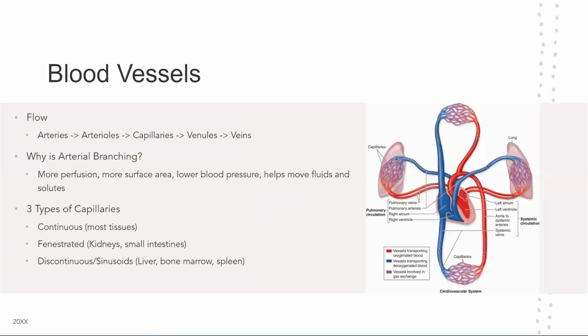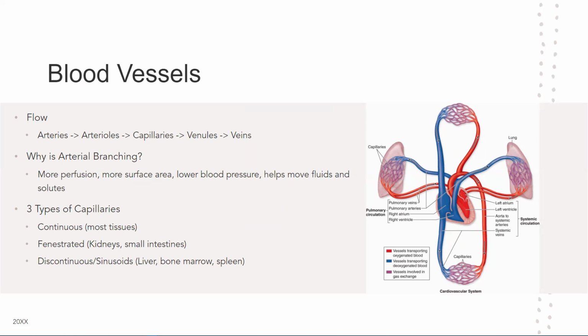First one for blood vessels, just recall the flow of blood vessels, how you go from arteries to arterioles to capillaries, then into venules and veins. Don't forget the concept of arterial branching. Why do our arteries not just stay as one big artery everywhere, and why do they have to branch out into different muscle groups, different tissues? That's for perfusion, surface area, lower blood pressure, and allows the movement of fluids and solutes, things like electrolytes, that kind of stuff.